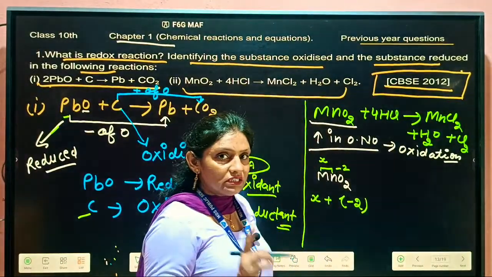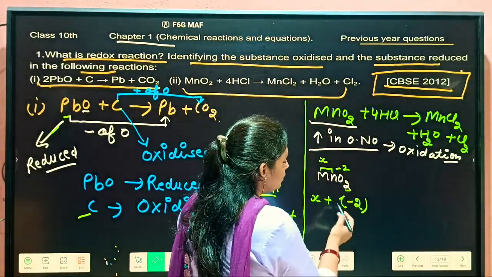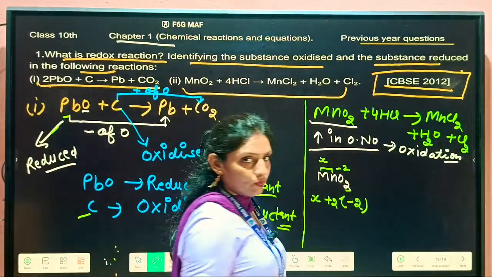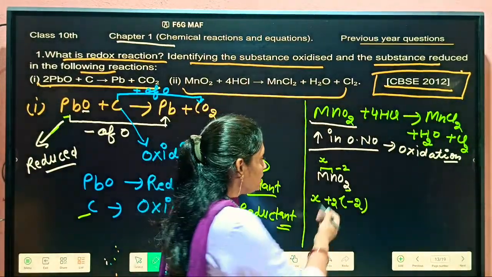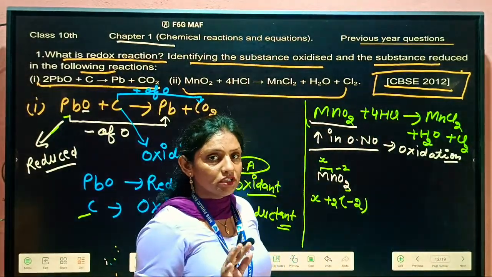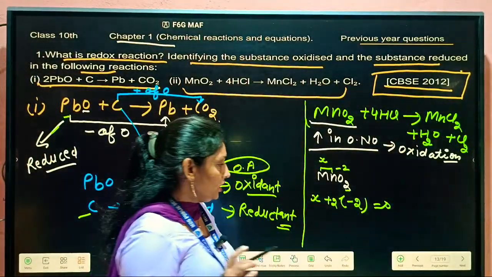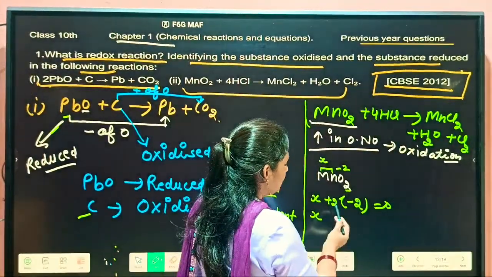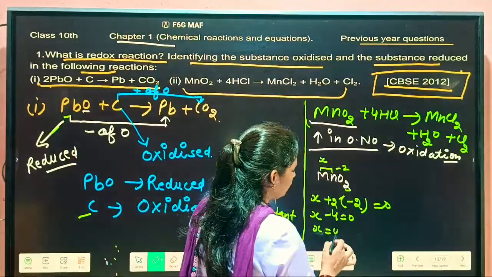But this is the charge of one oxygen only. But 2 oxygens are here, so you can multiply by 2. Then students, you will see the overall charge. This is MnO2. No charge here on the whole species, so we can put it equal to 0. Okay students, so X plus 2 minus 2 minus 4 is equal to 0. X is equal to 4.